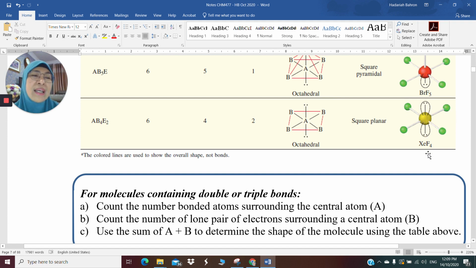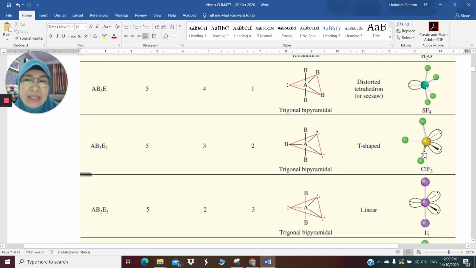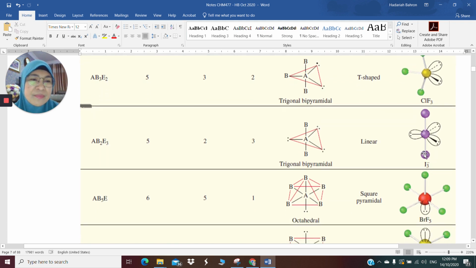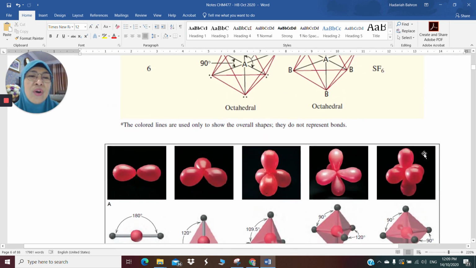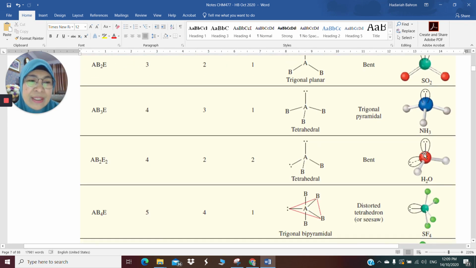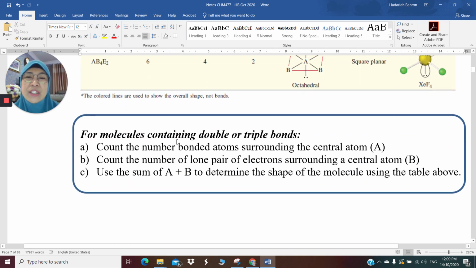So that is how you use VSEPR to determine the shape of the molecule, whether it hasn't got any lone pairs, or in this case, it does have a few lone pairs in the molecule. So for molecules containing double or triple bonds, now if you recall, there are some of your compounds having double bonds. Any double bond has to be counted as one bond.